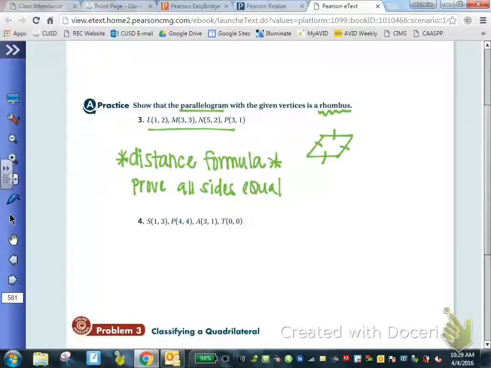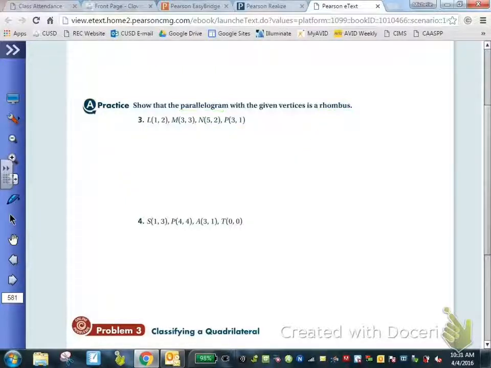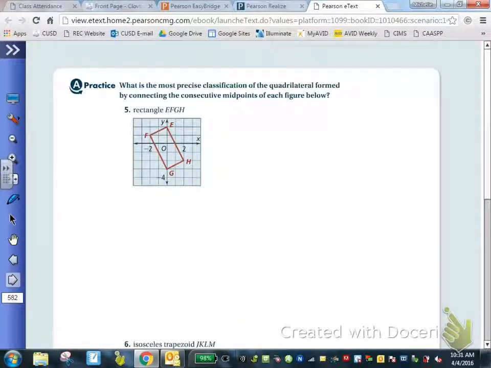So a rhombus has all equal sides. It tells us in the problem that it's a parallelogram, so we don't have to prove that. What we do have to prove is that it's a rhombus by finding the length of all sides. Okay? So is everybody okay if I skip it? Okay. Sure. So let's go to the next page.